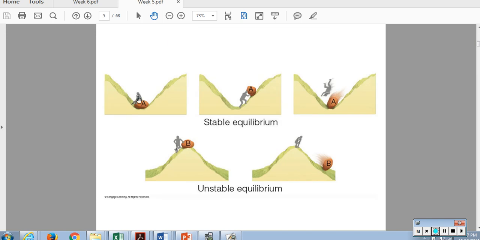This rock is at a stable point at the bottom of this valley. And so if this person disturbs this rock, even if it goes back and forth, it will always return back to this location. So if he places it here, it will stay there. So that makes it an equilibrium point. But it's a stable equilibrium point because if it's disturbed, then it will return back to that location.